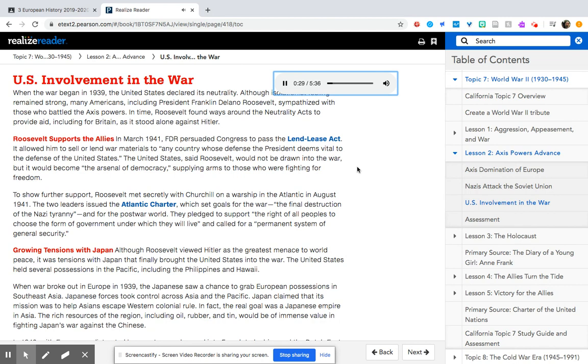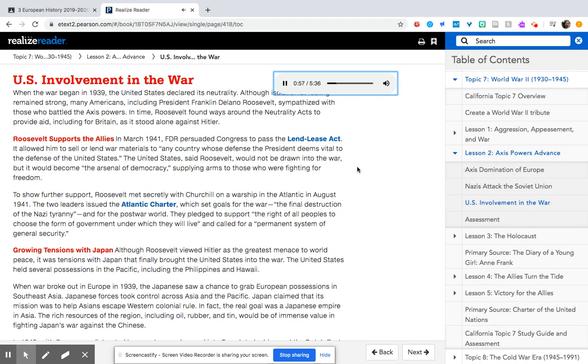Roosevelt supports the Allies. In March 1941, FDR persuaded Congress to pass the Lend-Lease Act. It allowed him to sell or lend war materials to any country whose defense the president deems vital to the defense of the United States. The United States, said Roosevelt, would not be drawn into the war, but it would become the arsenal of democracy, supplying arms to those who were fighting for freedom.